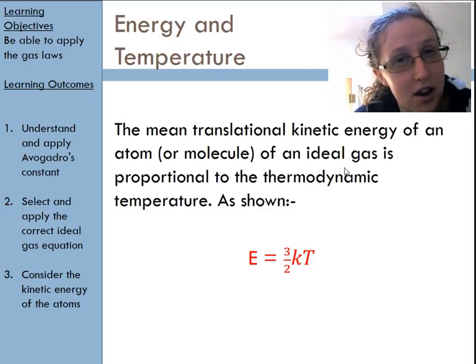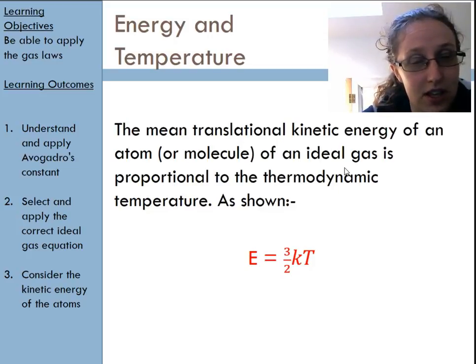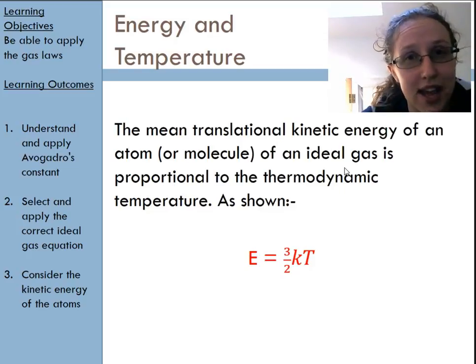And obviously we already know that kinetic energy is half mv squared. Now the v is the average velocity of the molecules. It's not going to give you each individual one, and they're not all going to be the same. There will be a range of speeds, but this gives us a way to calculate the average speed.